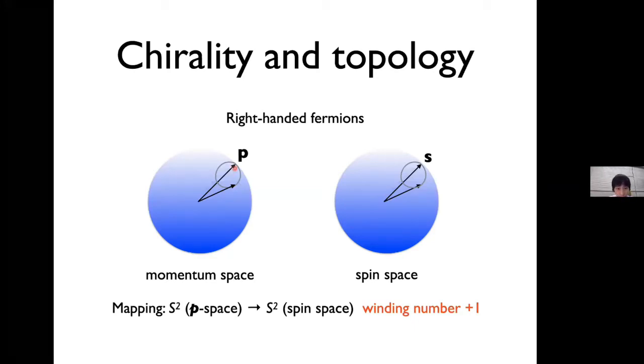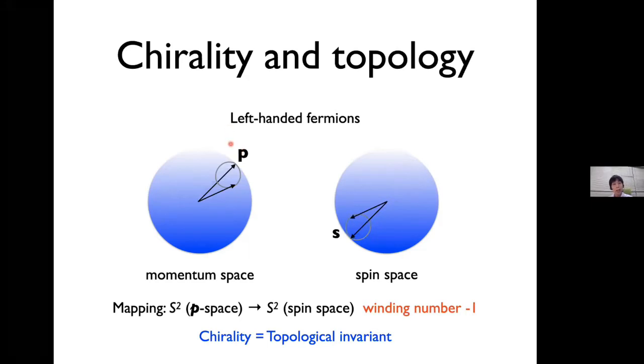Then if the endpoint of the momentum vector covers the whole Fermi sphere, then it follows that the endpoint of the spin vector also covers the sphere in spin space. This suggests that there is a non-trivial mapping from a sphere in momentum space to the sphere in spin space. Namely, there is some non-trivial winding number plus one for right-handed fermions.